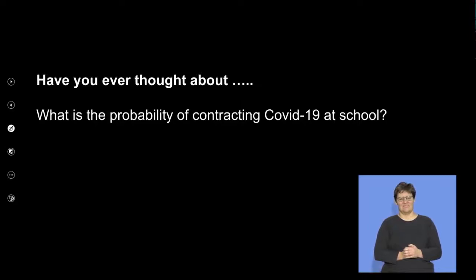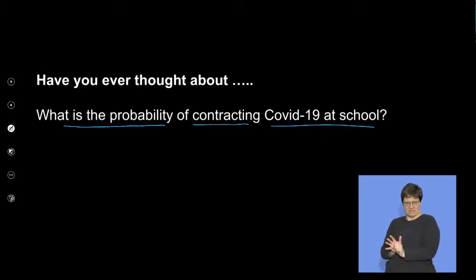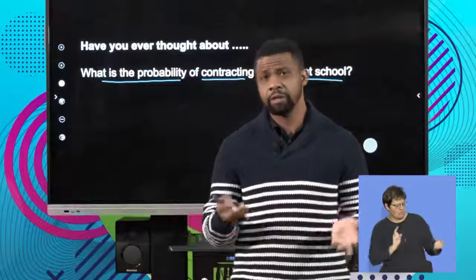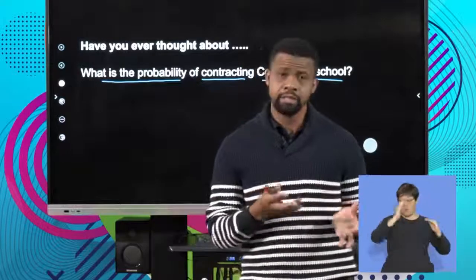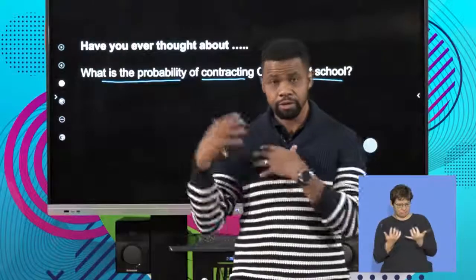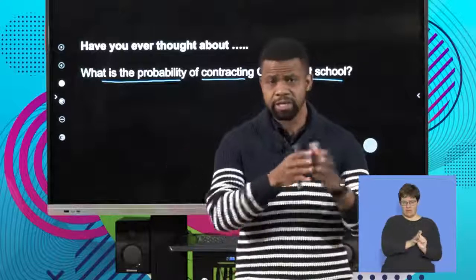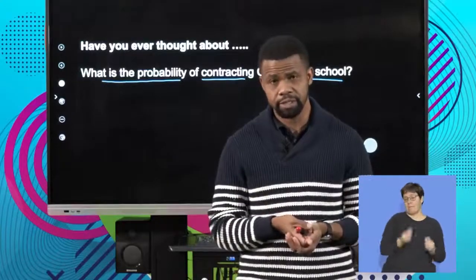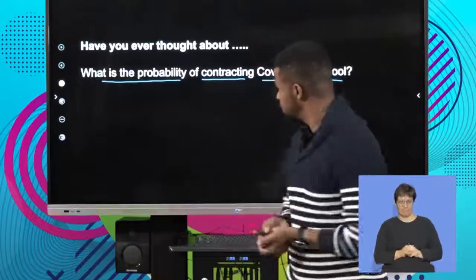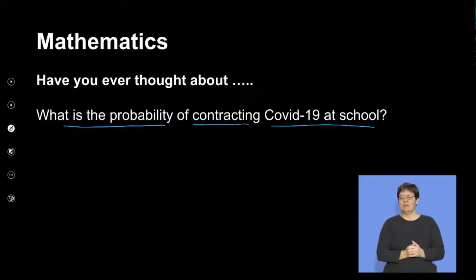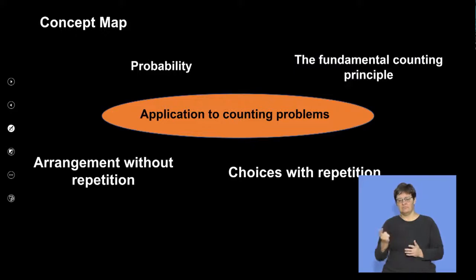Now, what is the question? The question is, what is the probability of contracting COVID-19 at school? The likelihood of getting COVID-19 at school, if you social distance and you're using a mask, is very low. But to actually calculate the likelihood, you will need to collect data, see how many people are actually getting COVID-19, and then one can estimate the likelihood of getting COVID-19. Okay, fantastic.